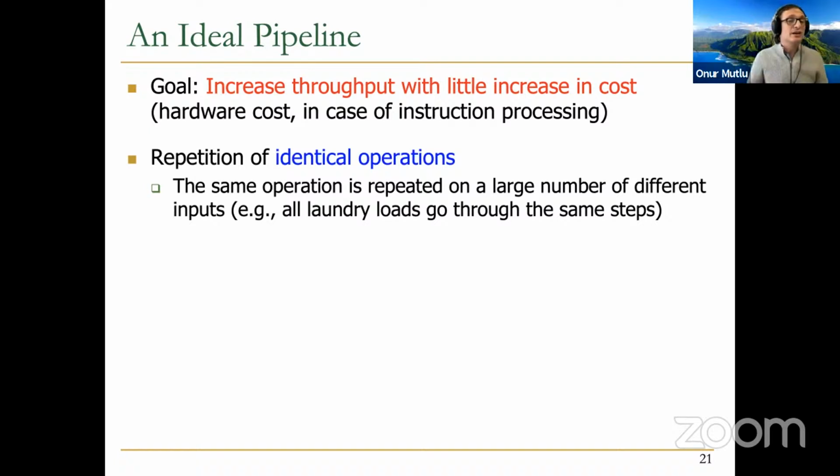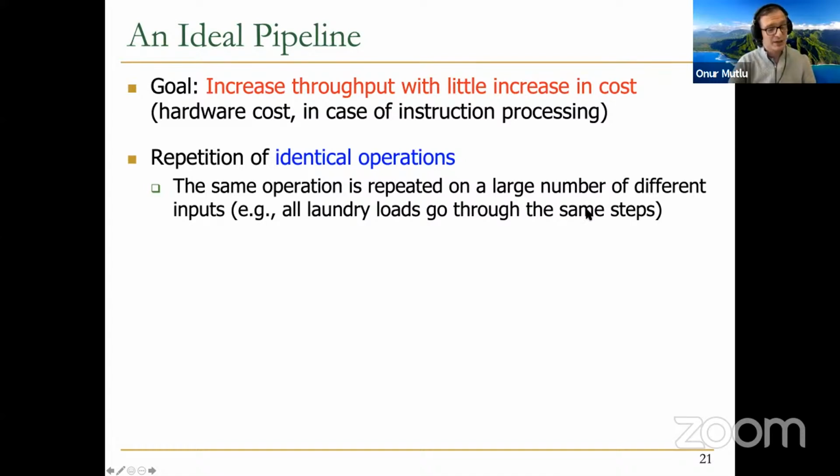An ideal pipeline should repeat identical operations. Basically, what does this mean? The same operation is repeated on a large number of different inputs. So for example, in the case of laundry, inputs are different loads. You have 4 loads of laundry to do. And the operations are really dryer, washer, folding, and putting it into the wardrobe, right? So basically, the same operation is repeated on a large number of different inputs in the case of laundry, because all laundry loads go through the same steps, right?